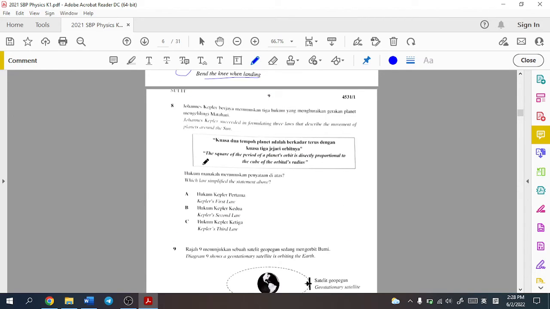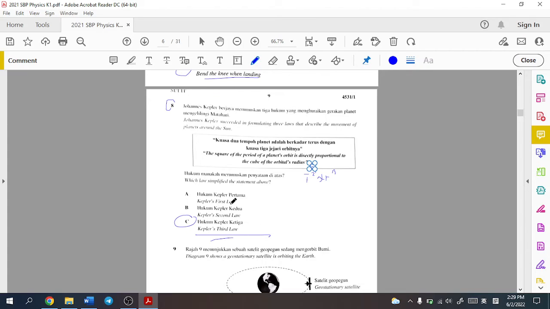Moving on, let's look at number 8. Johannes Kepler succeeded in formulating 3 laws that describe the motions of planets around the Sun. The square of the period of a planet's orbit is directly proportional to the cube of the orbital radius. What this means is T squared is directly proportional to r cubed.